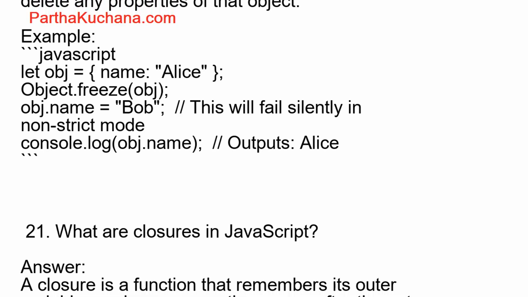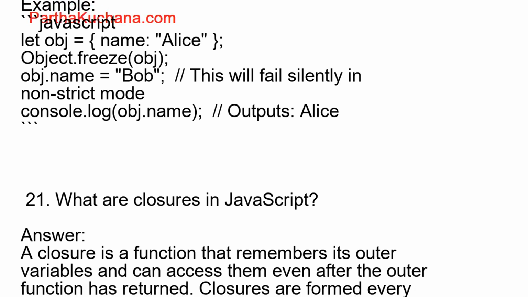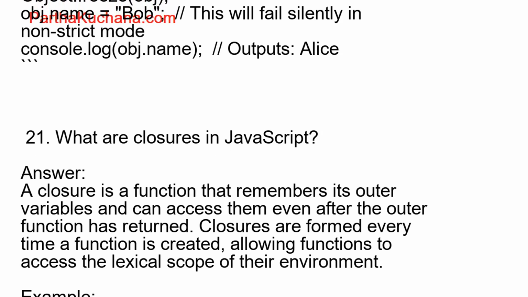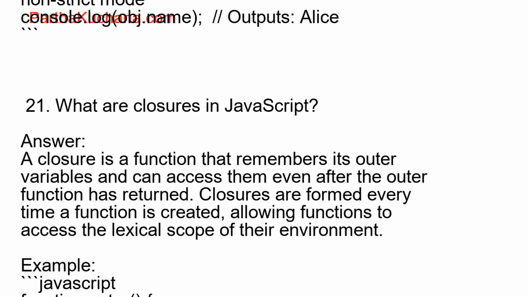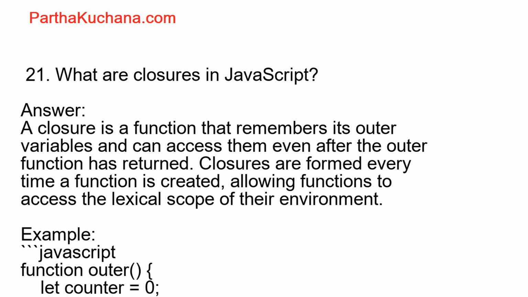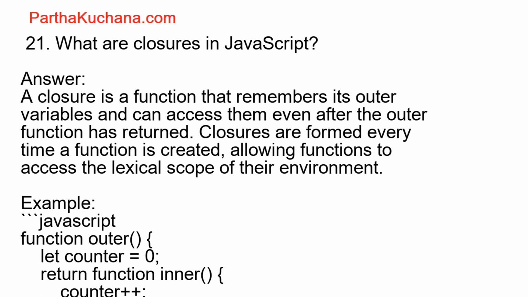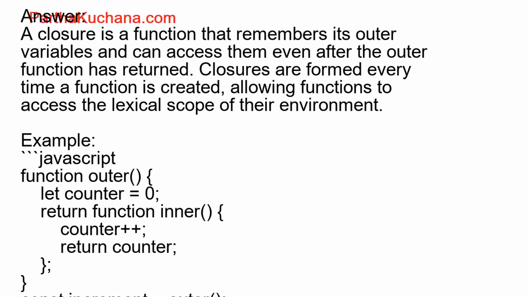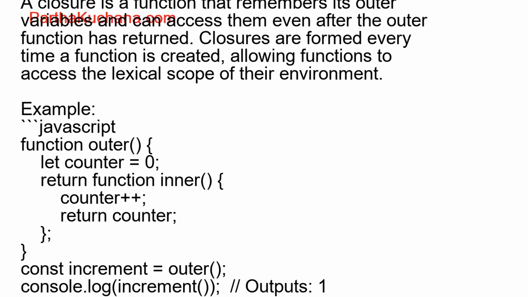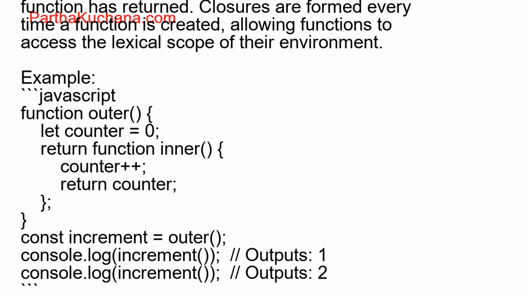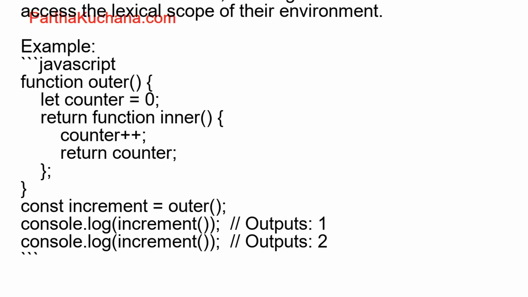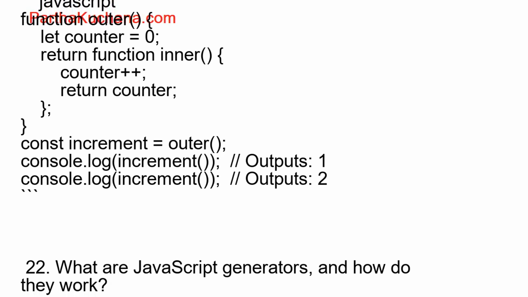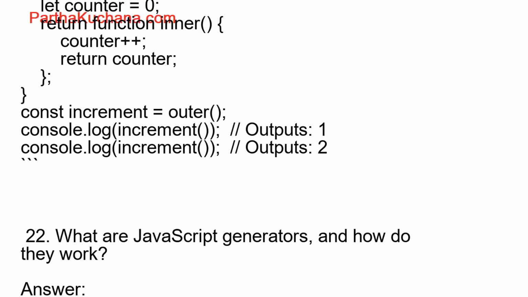22. What are JavaScript generators and how do they work? Answer: A generator is a function that can be paused and resumed, and it produces a sequence of results. Generators are defined using the function* syntax and can be controlled with the yield keyword. Example, JavaScript: function* generateNumbers() { yield 1; yield 2; yield 3; } const gen = generateNumbers(); console.log(gen.next().value); // outputs 1. console.log(gen.next().value); // outputs 2.